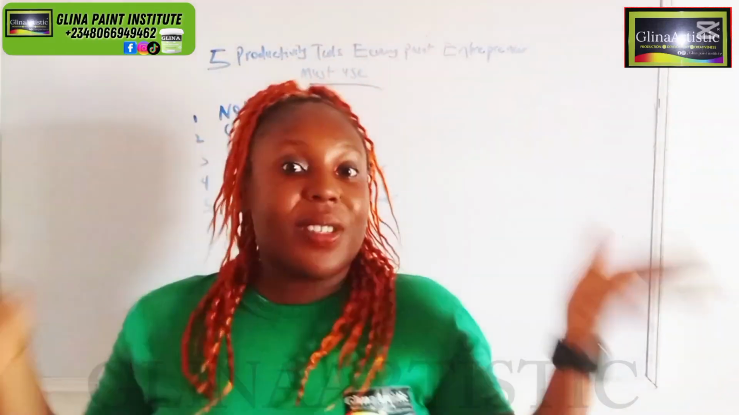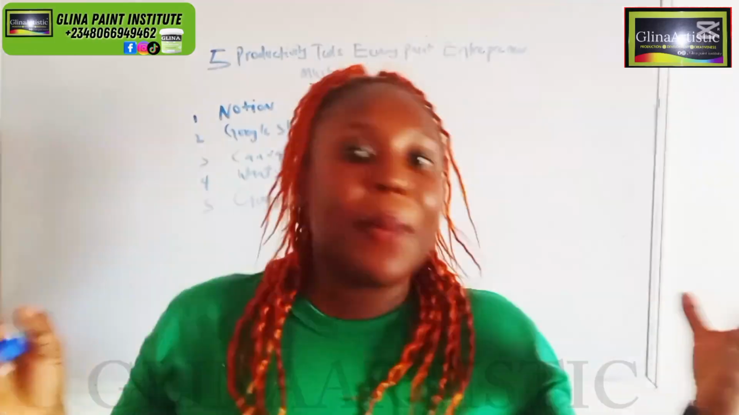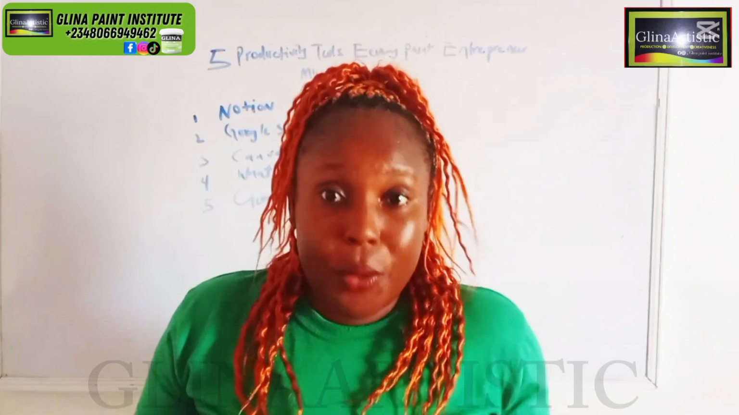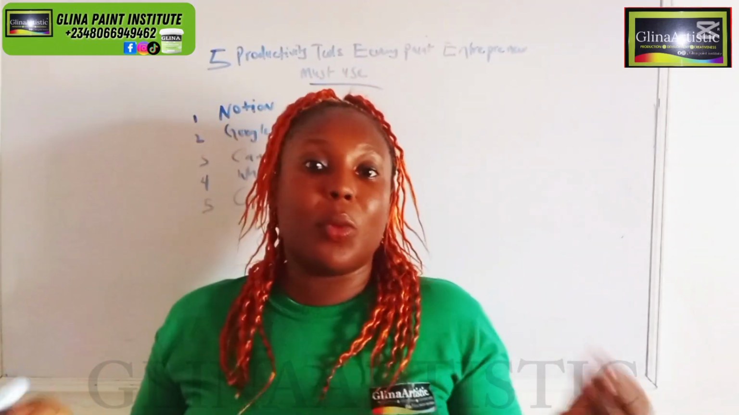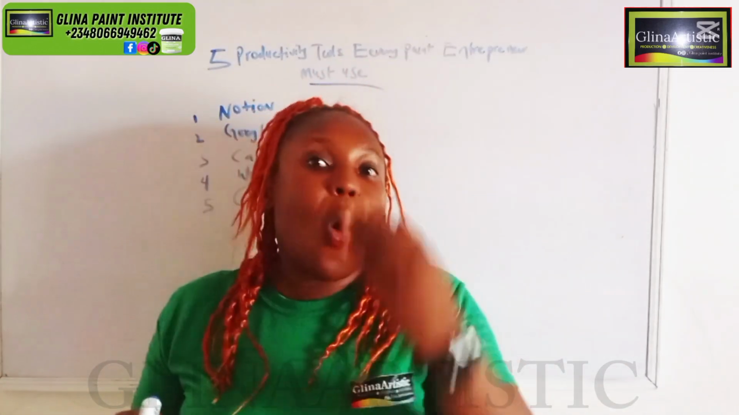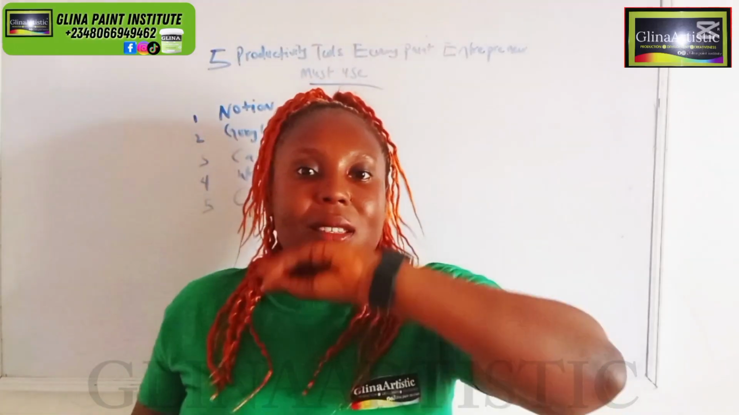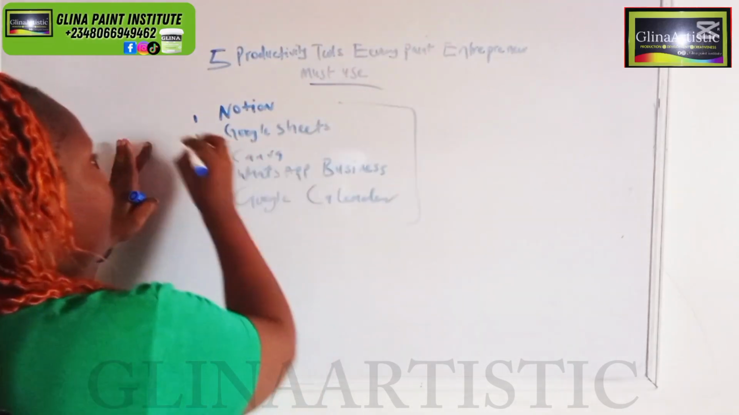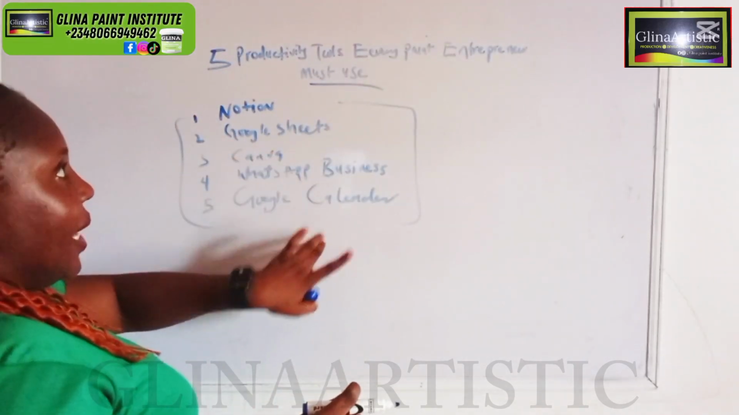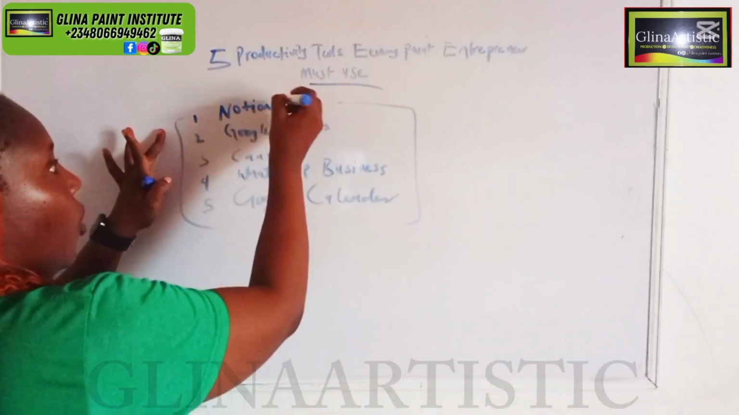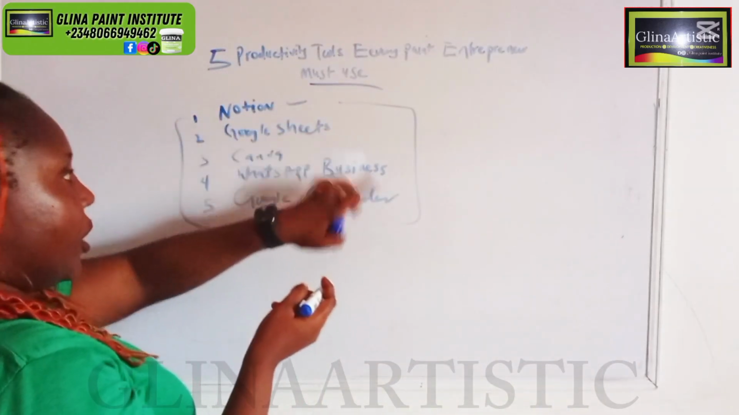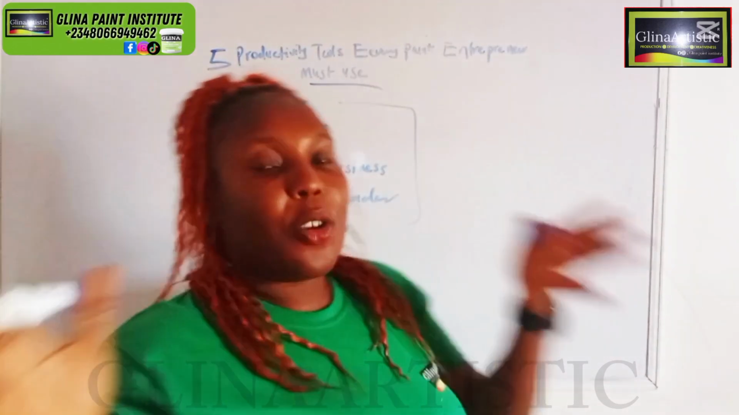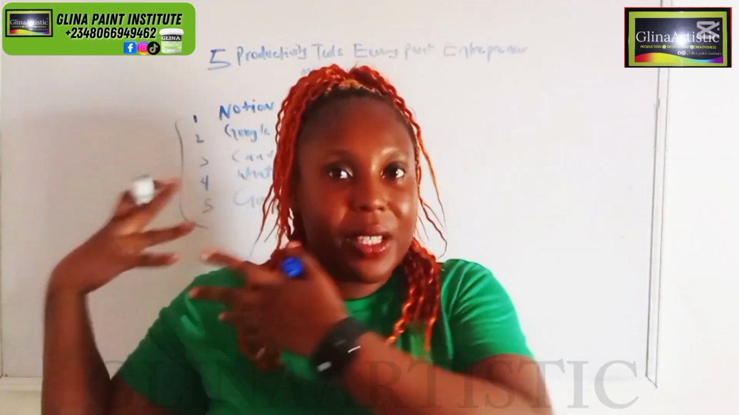You understand? So, this is Glina, where smart paint entrepreneurs learn how to grow, earn, and dominate. If you're still drowning in tax, missing deadlines, or losing money, you're not lazy. You are under-equipped. So let's fix it today. So today we're going to be talking about the 5 productive tools you need to use as a paint entrepreneur. So 1 is Notion, 2 is Google Sheets, 3 is Canva, 4 is WhatsApp Business, and the 5th is Google Calendar. I know most of us have already heard of these apps, you understand?